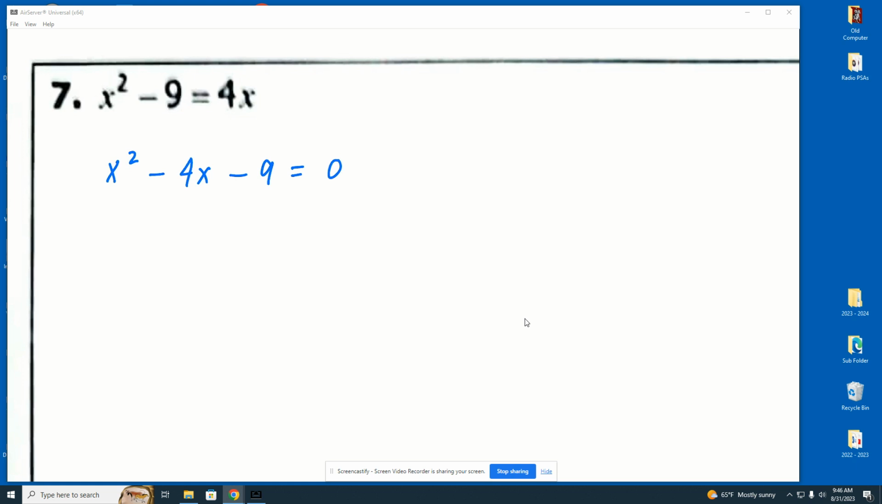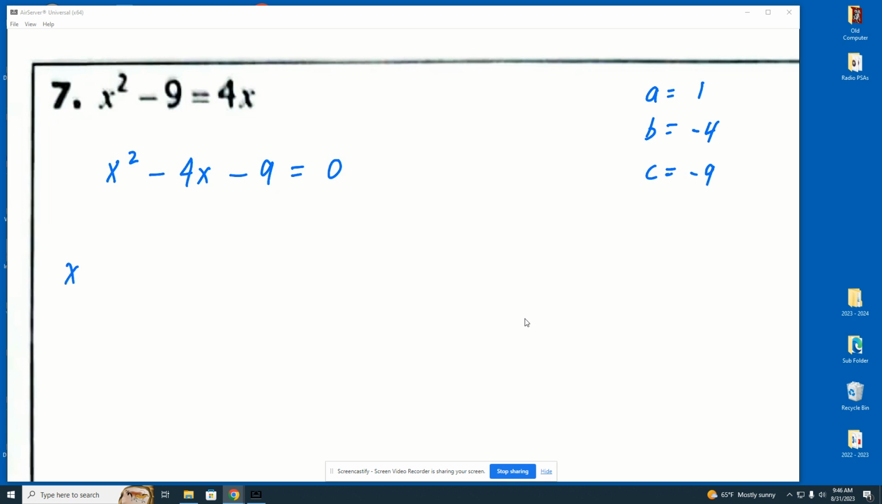Okay? Now, let's go ahead and label our A, B, and our C values. Remember, A is always your x squared coefficient. So what is the x squared coefficient? 1. B, your x coefficient. And then finally C, your constant.